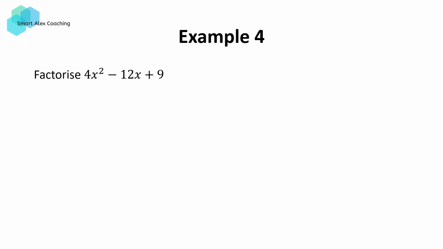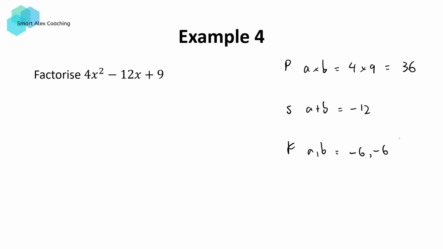And moving on to our last example, factorizing 4x squared minus 12x plus 9. PSF: looking for two numbers that will multiply to give 4 times 9, or positive 36. At the same time, these two numbers must add to give negative 12. So we're looking for two numbers that multiply to give a positive but add to give a negative. The only way that would happen is if both numbers are negative. Doing some mental calculation again, negative 6 times negative 6 gives positive 36, and negative 6 plus negative 6 gives negative 12.